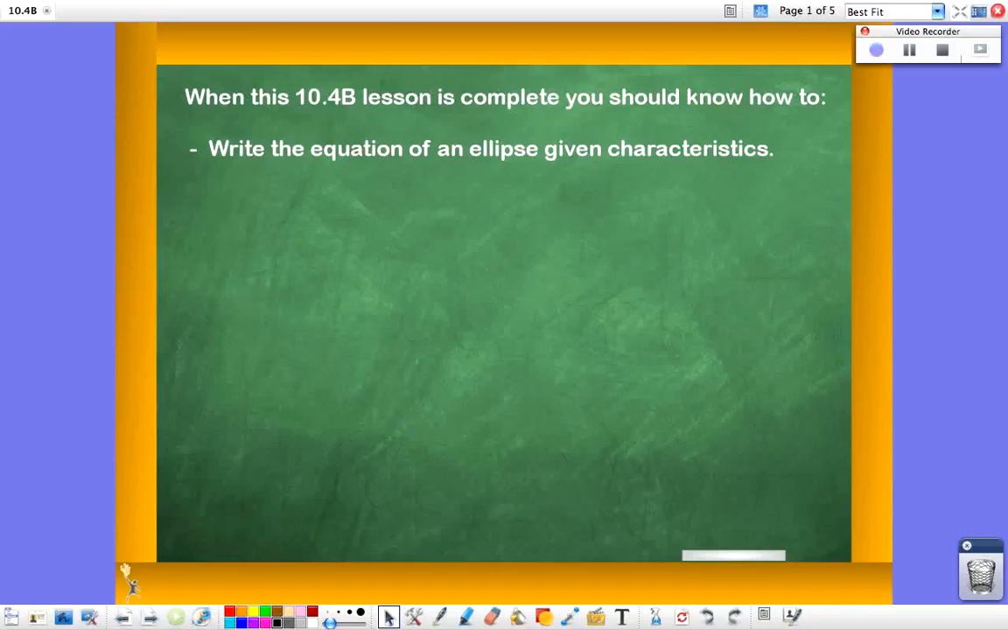Hello, welcome back. We're going to be beginning lesson 10.4b today, the second half, to ellipses. Today our goal is going to be to write the equation of an ellipse given certain characteristics. Let's take a look at our first example.